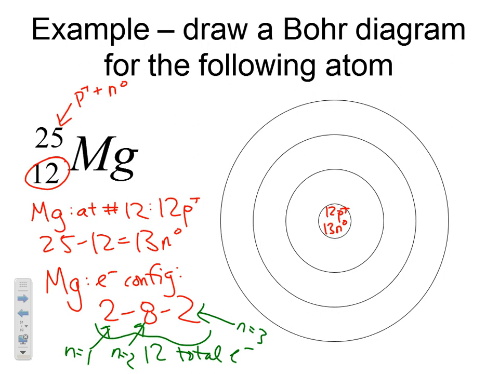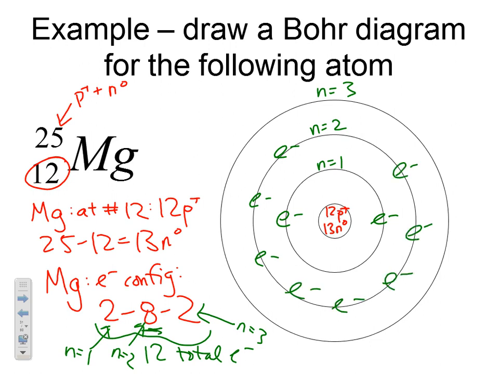So let's draw that. So again, the shell that's closest to the nucleus and lowest in energy is n equals 1, and the one that's farthest away, in this case, is going to be n equals 3. So I'm going to put 2 electrons in the first shell. I'm going to put 8 electrons in the second shell. 1, 2, 3, 4, 5, 6, 7, and 8. And then I'm going to put 2 more electrons in the third shell. 1 and 2. And there is my Bohr diagram illustrating the electron configuration for this particular magnesium atom.